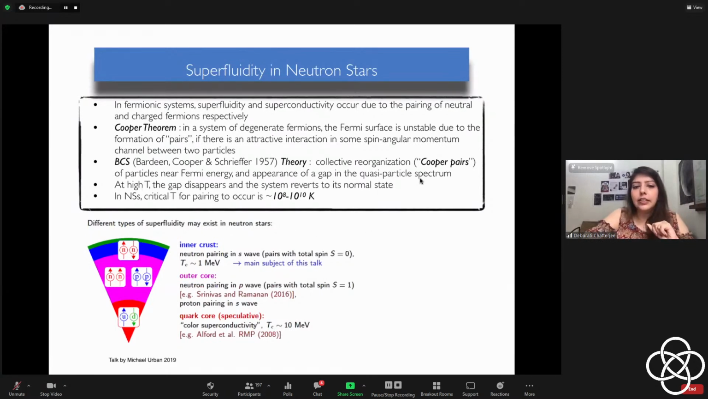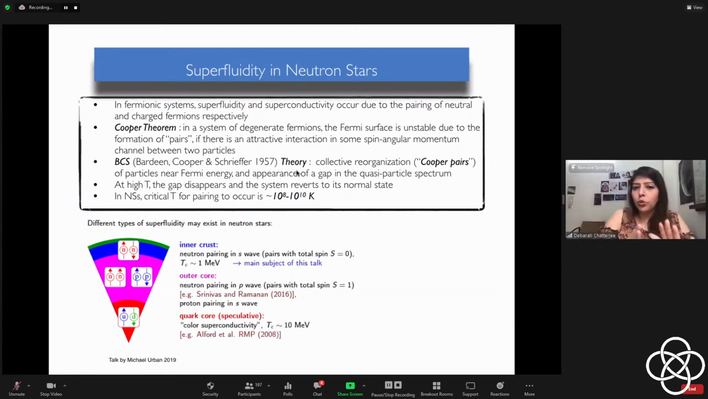And these said that these Cooper pairs can actually change the energy spectrum, the energy dispersion relation, and below a certain temperature they can produce superconductivity. For neutron stars, this was calculated and it was found that this temperature is around 10 to the 8, 10 to the 10 Kelvin, which is great because when neutron stars are formed, they are hot, or even binary neutron star mergers, these are hot remnants.